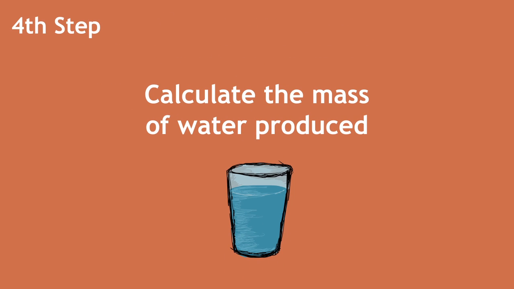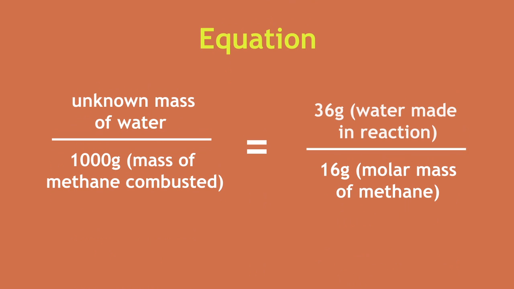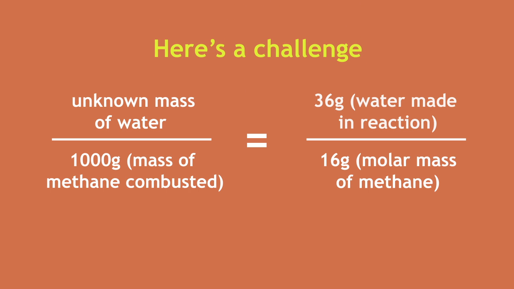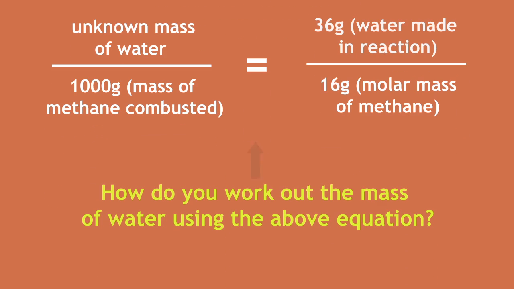The fourth step is for you to calculate the mass of water produced. In order to do this, you have to set up the equation as shown. Here's a challenge. How would you work out the mass of water using the above equation? Pause and continue when you are ready.